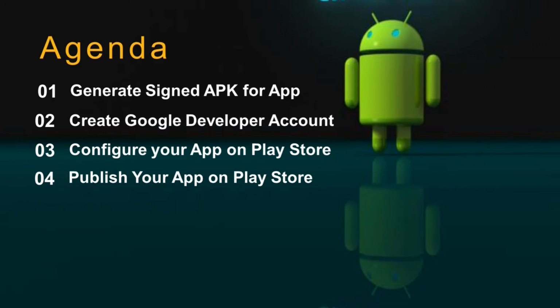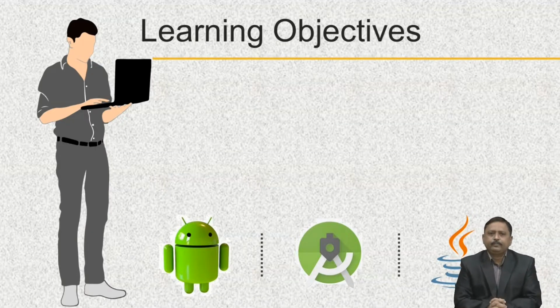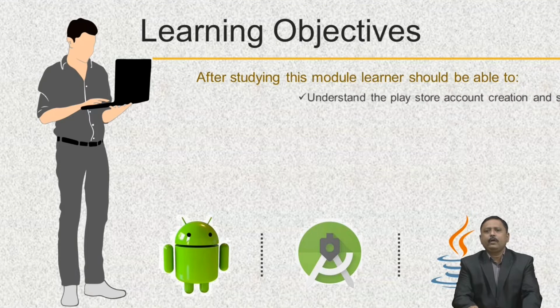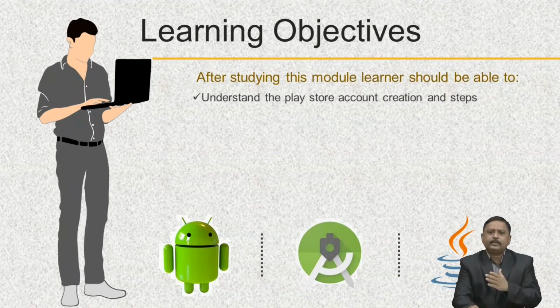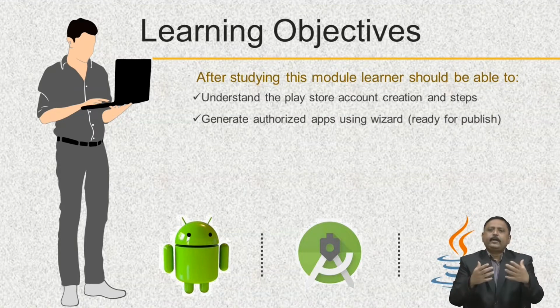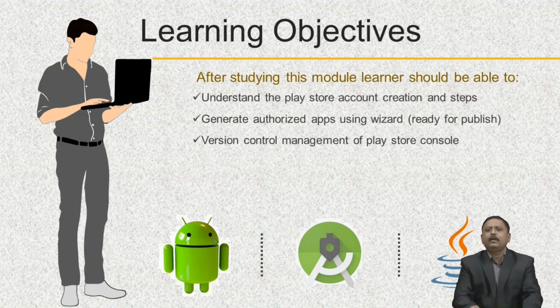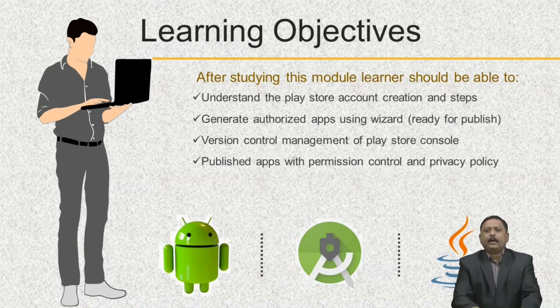So, let us start with the learning objectives. Learning objectives for this module are, after studying this module, the learner should be able to understand the Play Store account creation and related steps, generate an authorized app using the wizard, which makes your app ready for publishing, understand version control management of the Play Store console, and know how to publish an app with permission, control and privacy policy.